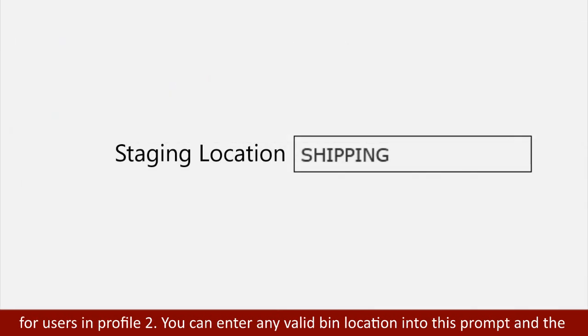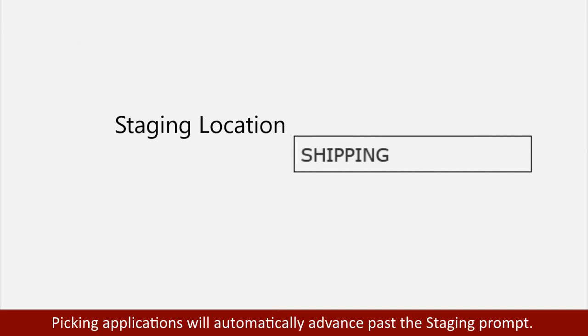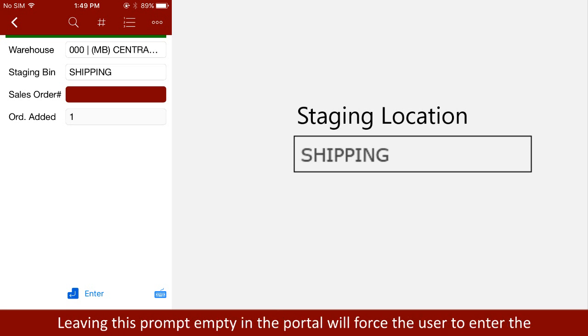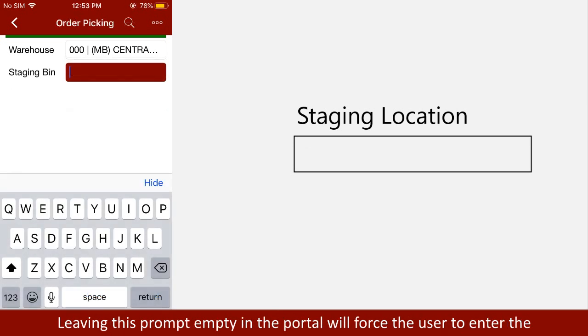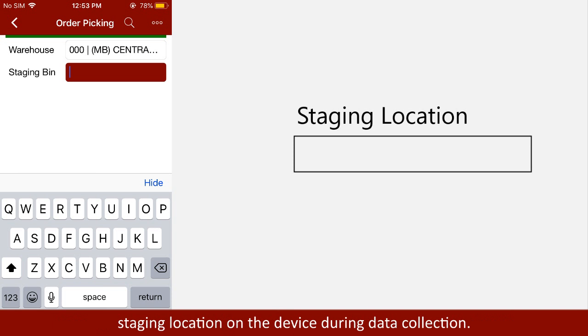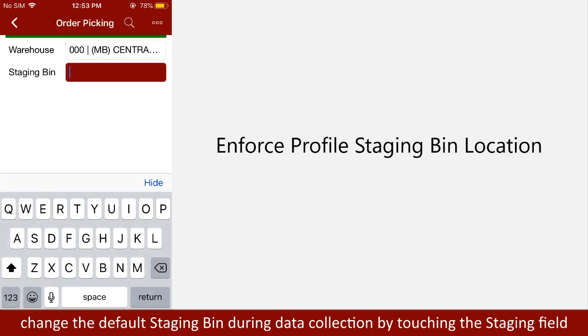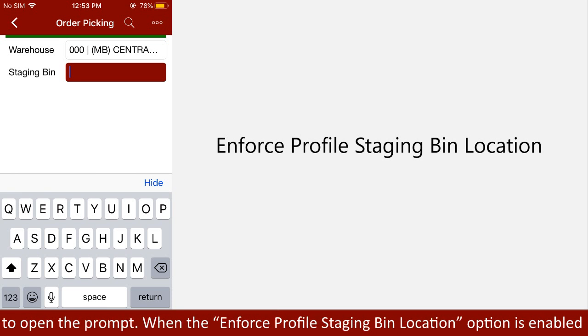You can enter any valid bin location into this prompt, and the picking applications will automatically advance past the staging prompt. Leaving this prompt empty in the portal will force the user to enter the staging location on the device during data collection. When the Enforce Profile Staging Bin Location option is disabled, the user will be able to change the default staging bin during data collection by touching the staging field to open the prompt.